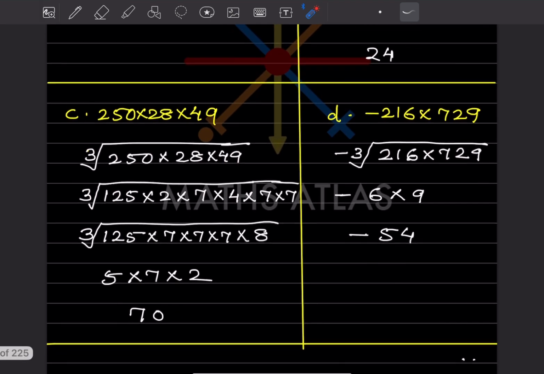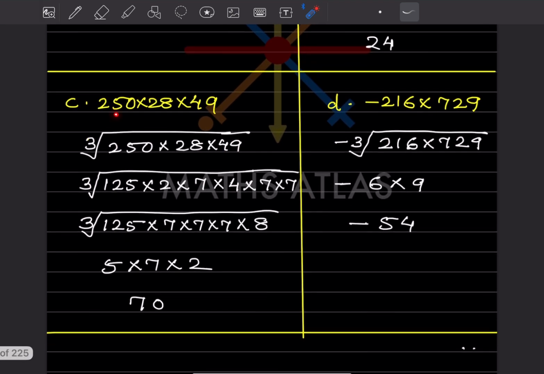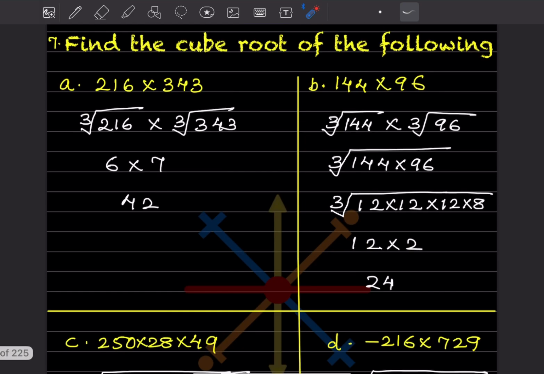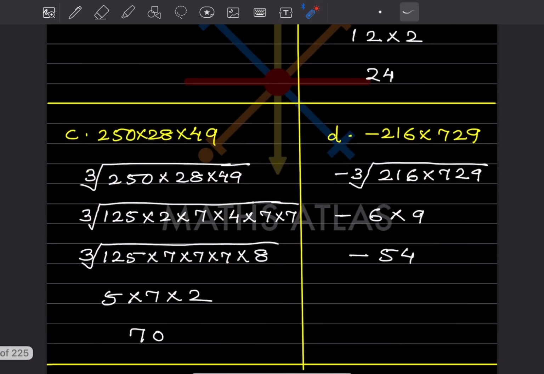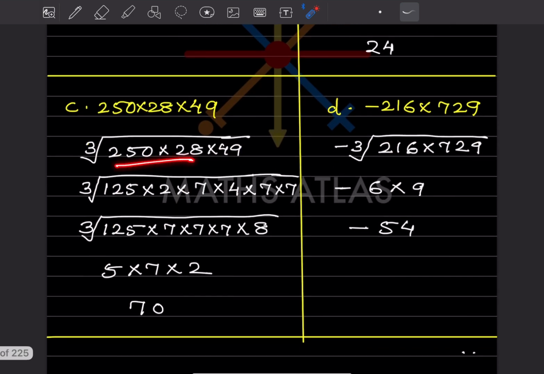Again for this one, you can take it together, because here it was a perfect cube, so I had taken it separately. So here we can also take together, and later on for this one, 250, I can write 125 into 2, because why did I write this 125? So 125 means 5 into 5 into 5, so cube root of this is going to be just 5. So you can take the factors, and you can accordingly adjust the numbers.